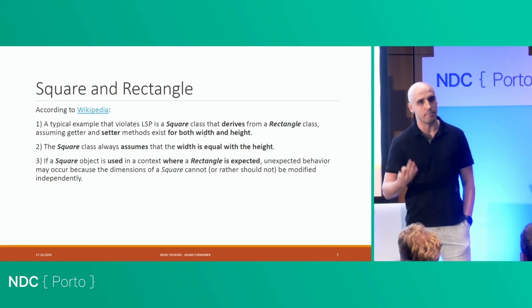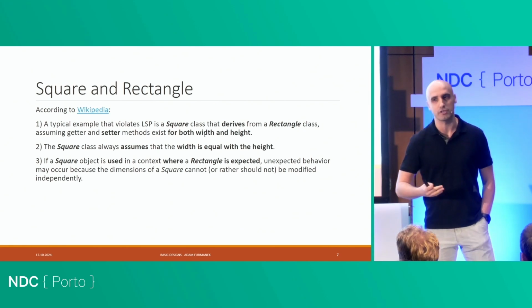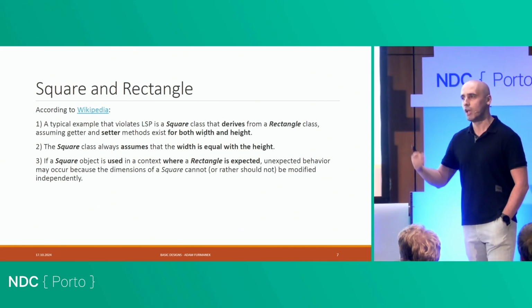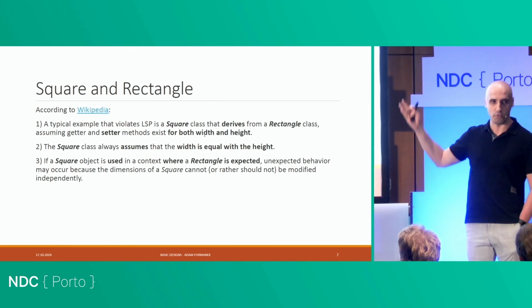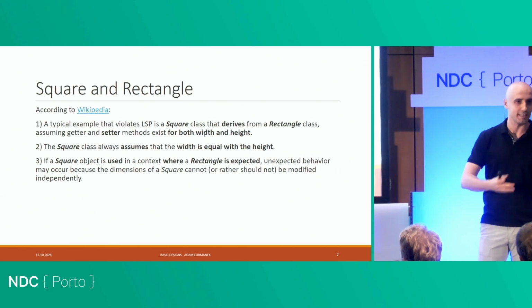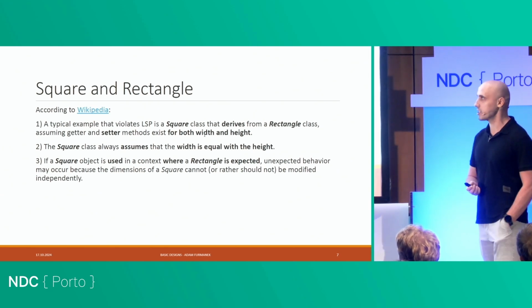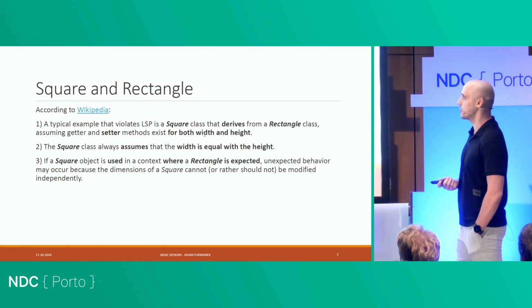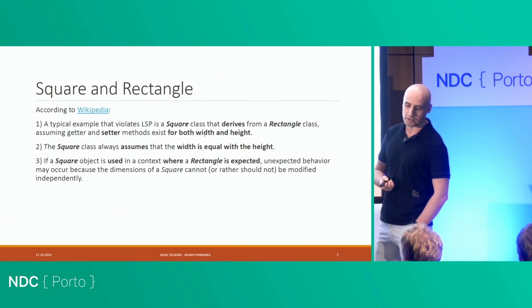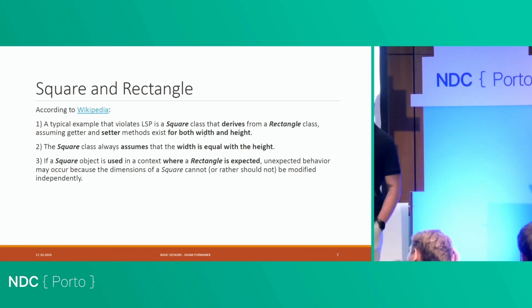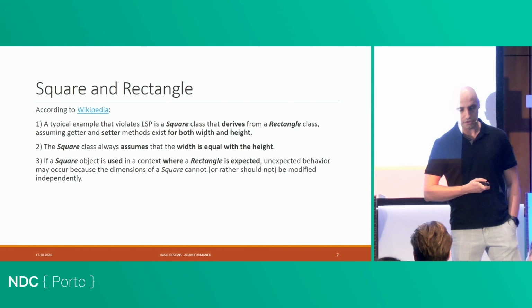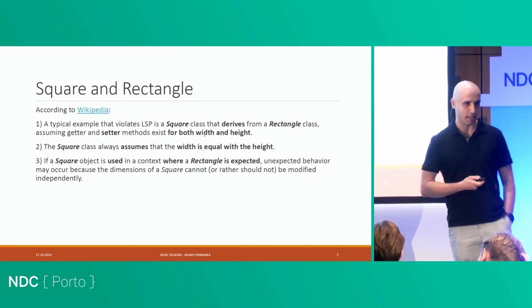common example about squares and rectangles. If you go and read what is Liskov substitution principle, you'll probably quite often find an example like this one or similar with fruits, animals, or whatever else, right? So the example that we'll cover here is with squares and rectangles, and Wikipedia tells us that there is a square class, and that square class derives from a rectangle class, right?